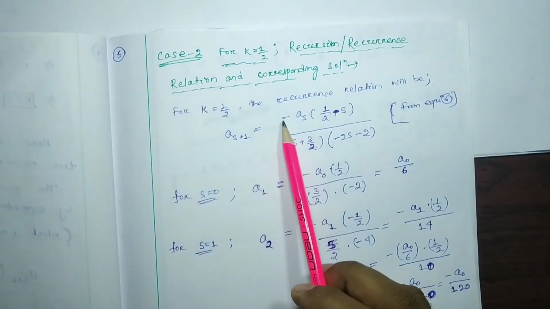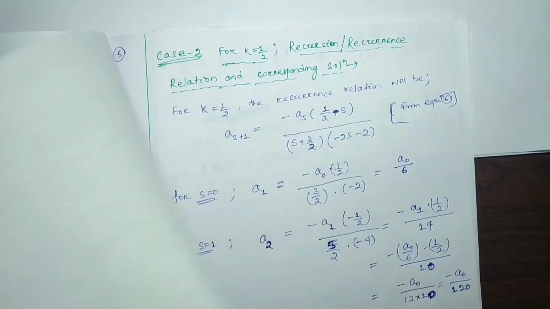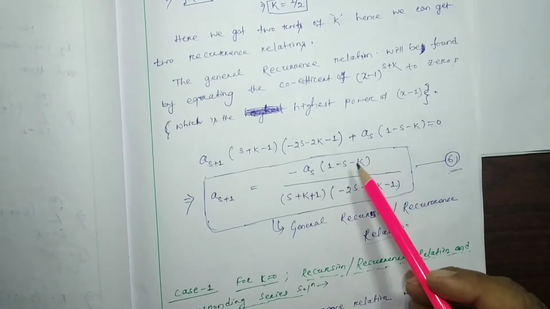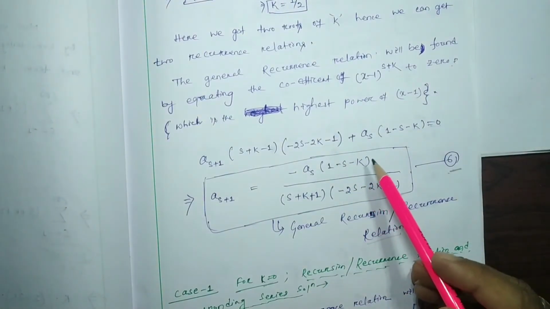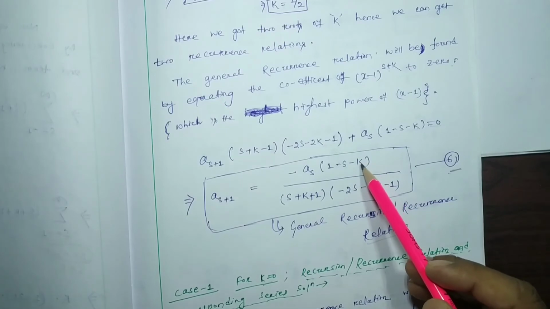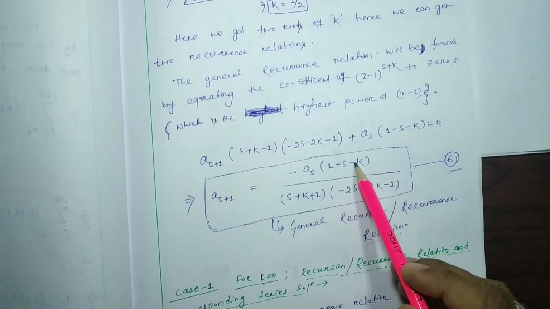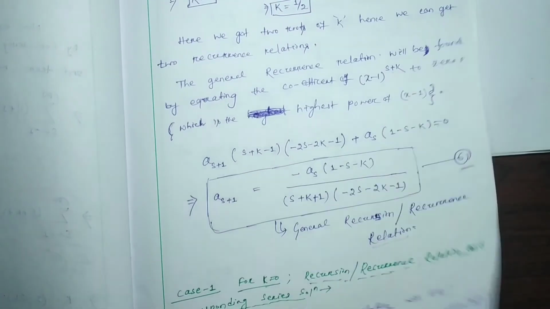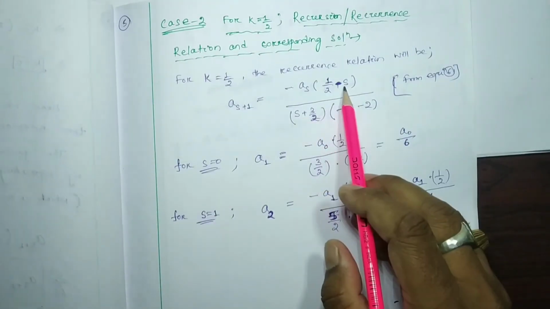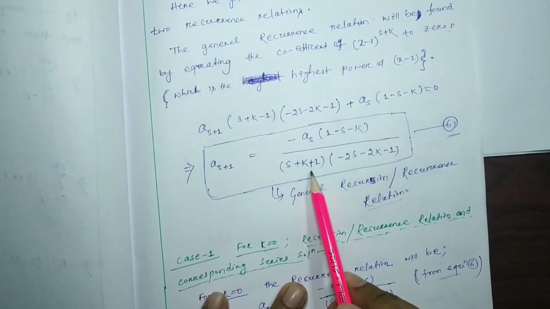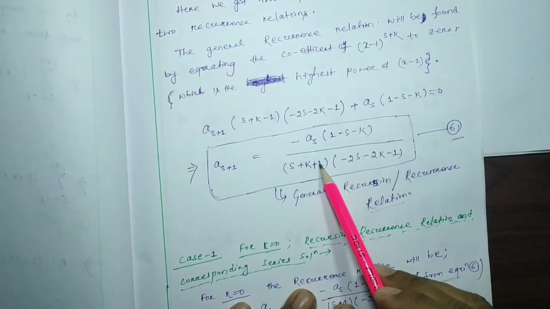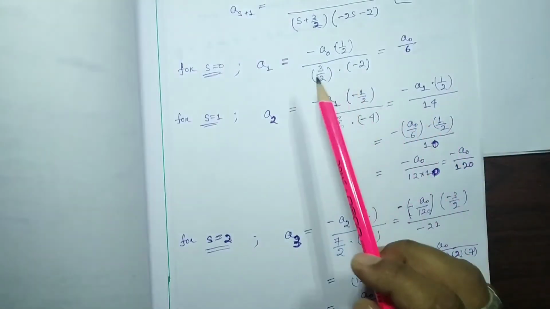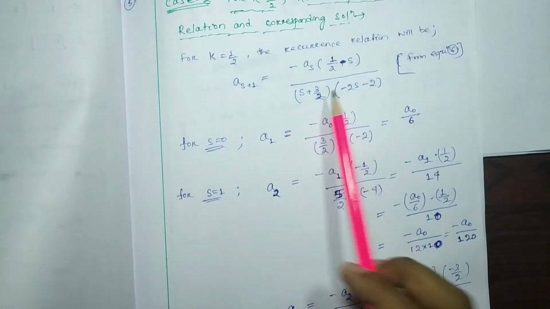It will be minus, as from equation number 6. Instead of k you have to put 1 by 2. Here you have to put 1 by 2, which means 1 minus 1 by 2 will be plus 1 by 2. So it will be plus 1 by 2 minus s. At the denominator you can see k is going to be substituted as 1 by 2. 1 by 2 plus 1 will be 3 by 2. So it is written as s plus 3 by 2.